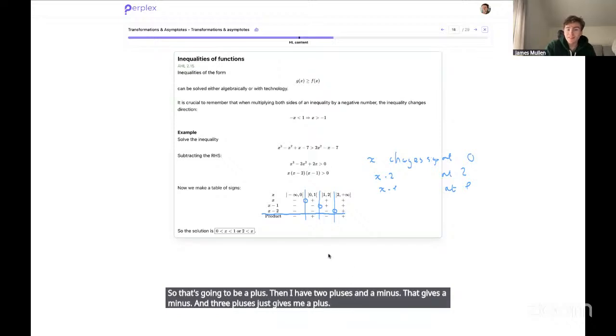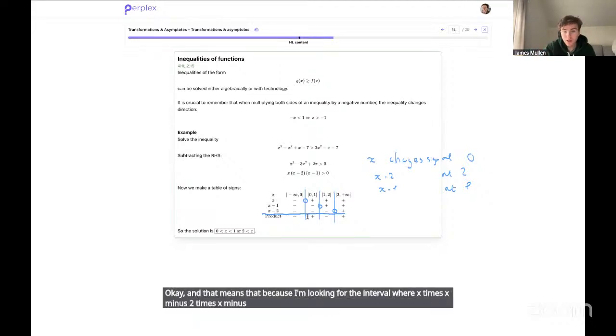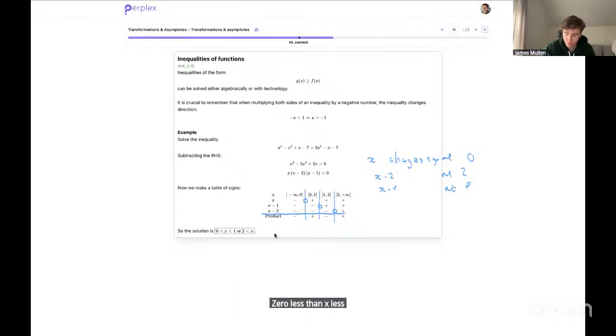Okay, and that means that because I'm looking for the interval where x times (x minus 2) times (x minus 1) is greater than 0, the solution is wherever I have the plus. So from 0 up to 1, not inclusive, and then from 2 up to infinity. So I write my solution: 0 less than x less than 1, or x greater than 2.